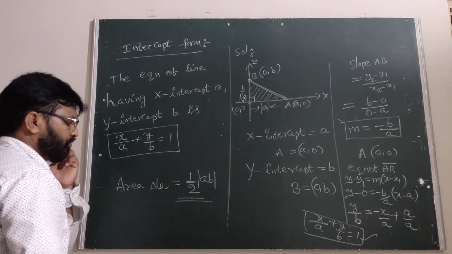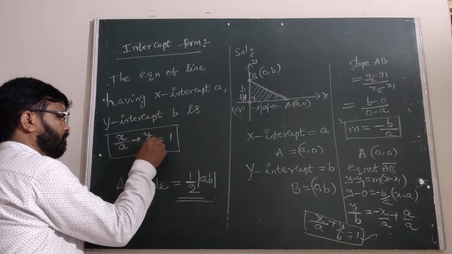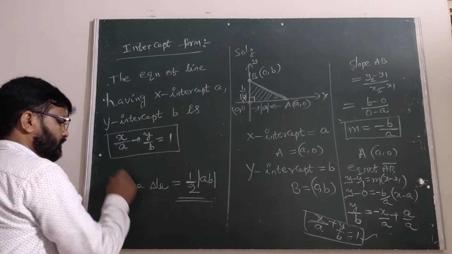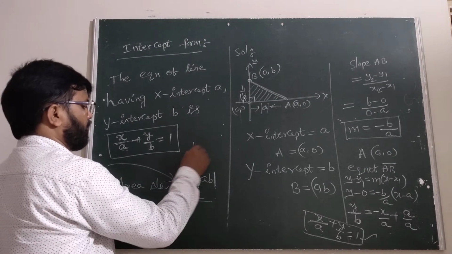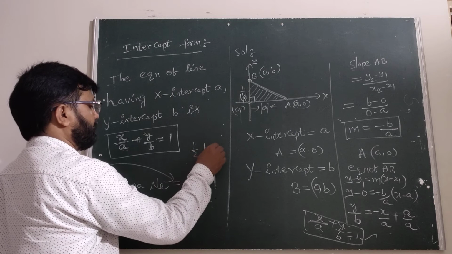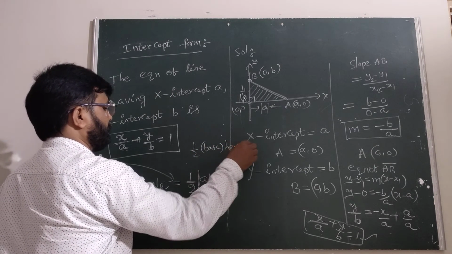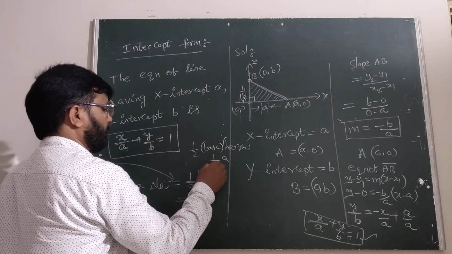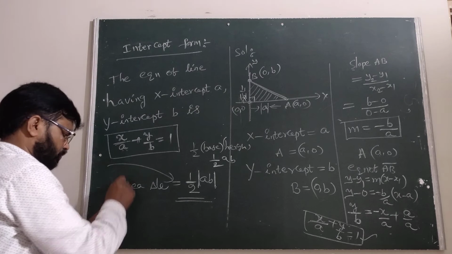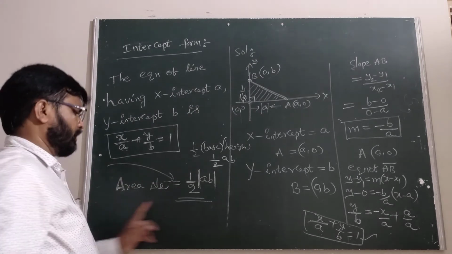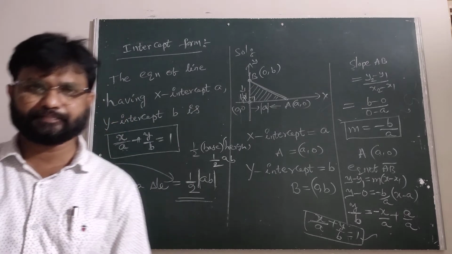The area of the triangle formed by the line x by A plus y by B equal to 1 you can write directly as half modulus of AB. That is half base into height. The base is A, height is B. The area is always positive. That's why we are taking half modulus of AB square units. Okay.